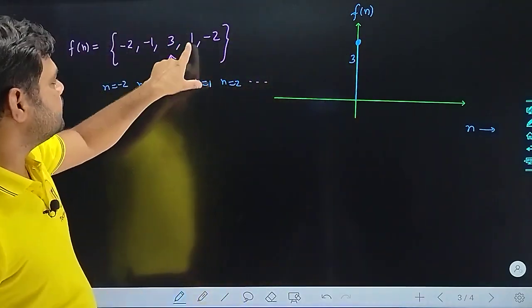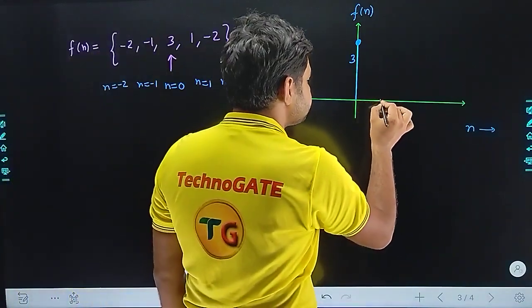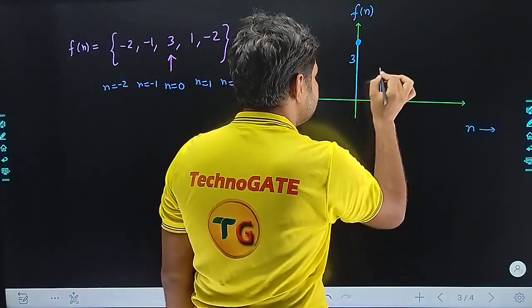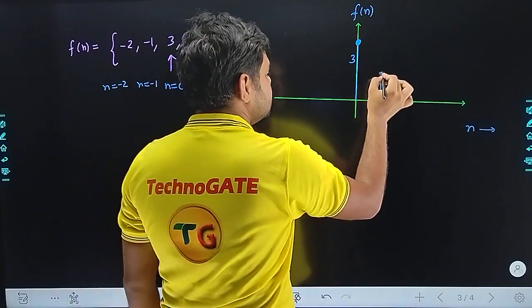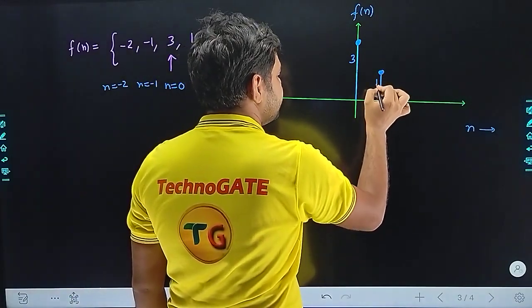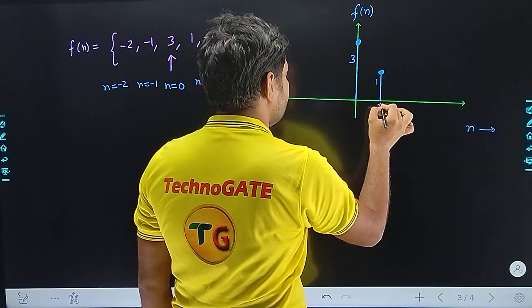For n is equal to 1, sample value is 1. This is the graphical way of representing it. N is equal to 1.